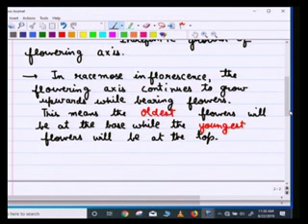Thinking of racemose inflorescence, can you quote any examples from your daily life where you have seen racemose inflorescence? Can you think of any examples?